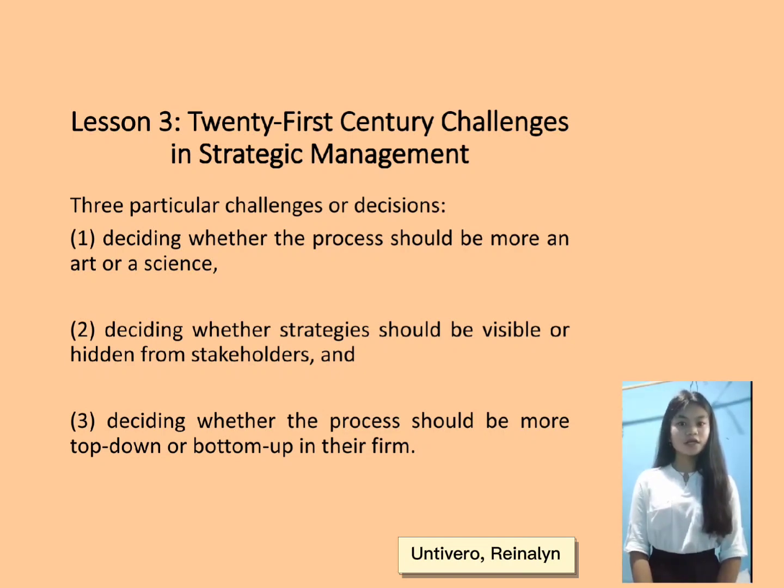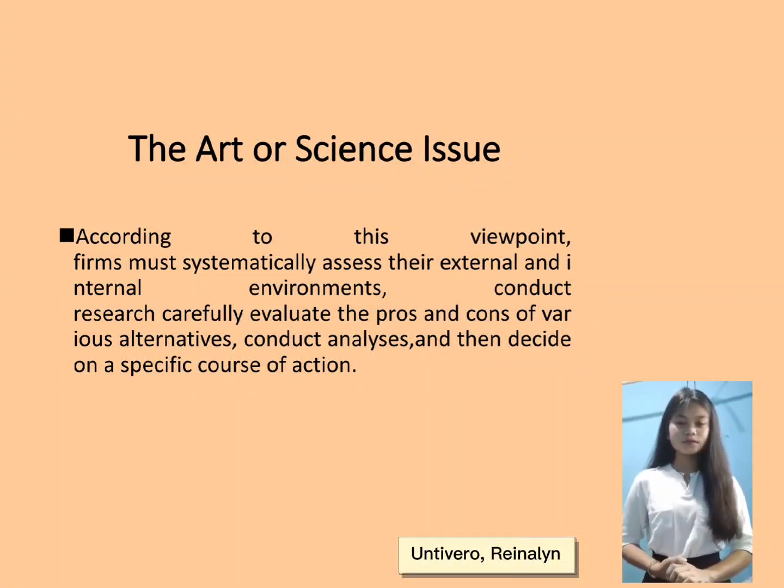The three particular challenges or decisions that face all strategists today are: first, deciding whether the process should be more an art or a science. Second, deciding whether strategy should be visible or hidden from stakeholders. And third, deciding whether the process should be more top-down or bottom-up in their firm. Let us now proceed to the first challenge in strategic management: the art or science issue.